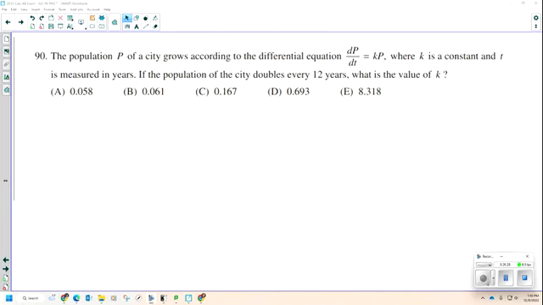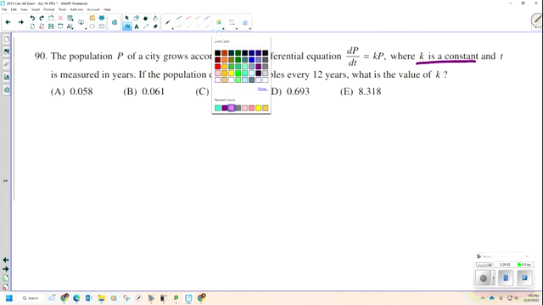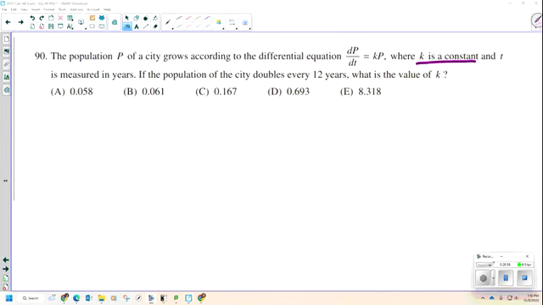Number 90 is a lot like a short answer problem. So buckle in. Get ready to do some algebra. The population P of a city grows according to the differential equation dP over dt equals kP, where k is a constant and t is measured in years. Okay, this is important. So I'm going to just note that k is a constant, all right? I like that soft purple. If the population of the city doubles every 12 years, what's the value of k?